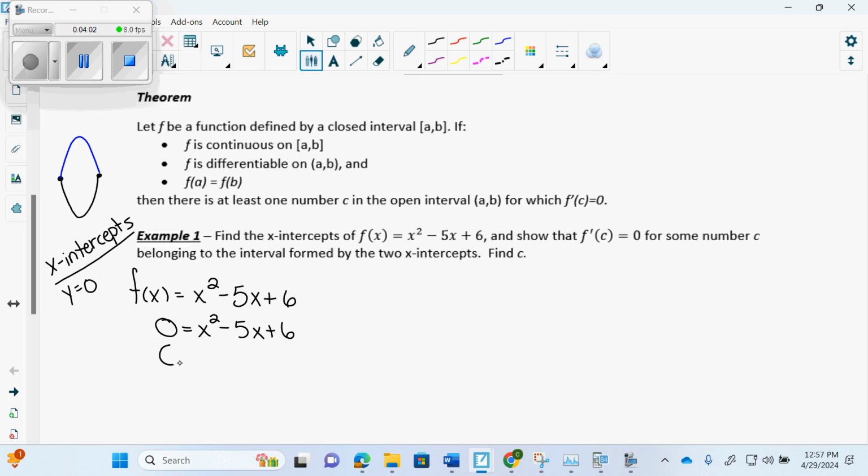So what multiplies to give me 6 and adds to give me negative 5? What times what equals 6? What plus what equals negative 5? A negative 3 and a negative 2.